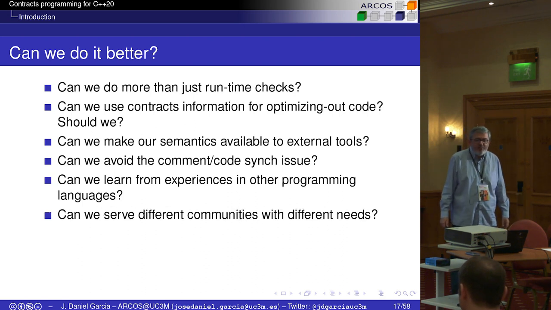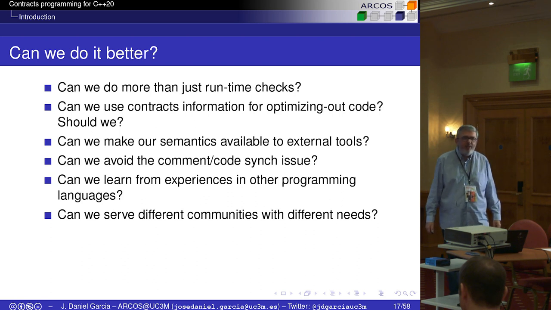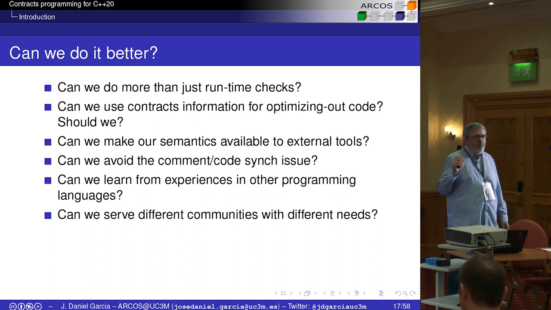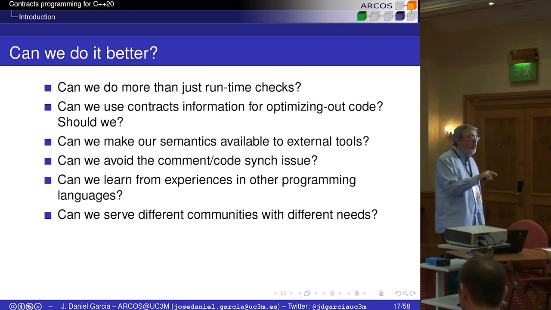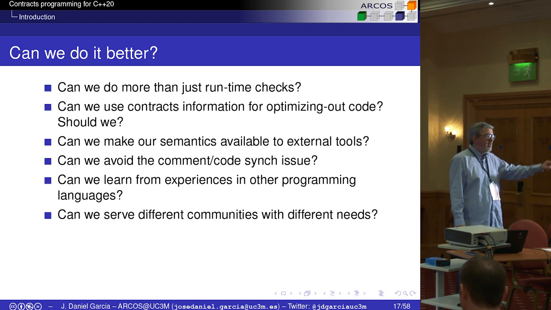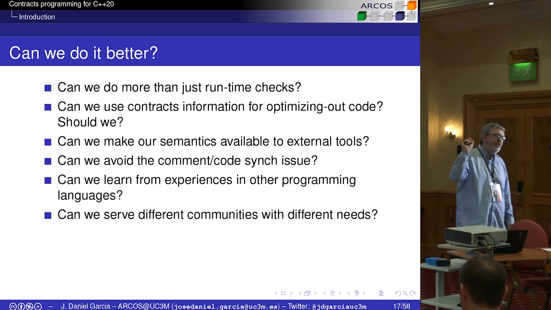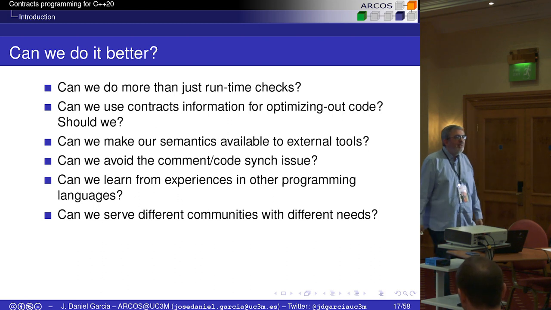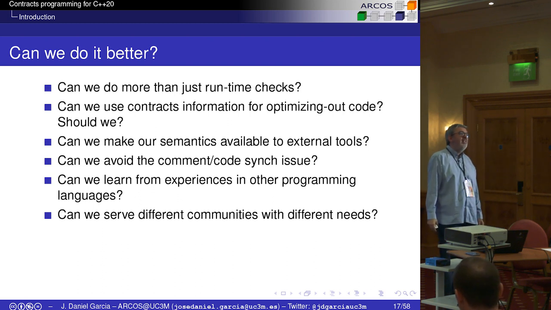And can we serve different communities with different needs? This is a feature that when you tell people, we are going to support design by contract, everybody says, cool. But then when you go to the details and you talk to a video game programmer and an embedded systems programmer and a safety critical programmer or a financial industrial programmer, they need not exactly the same thing.